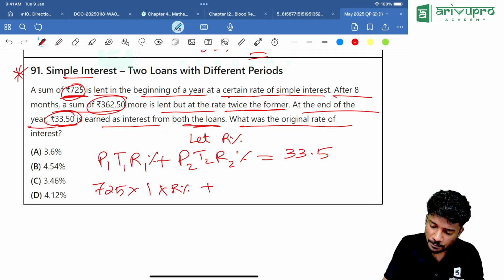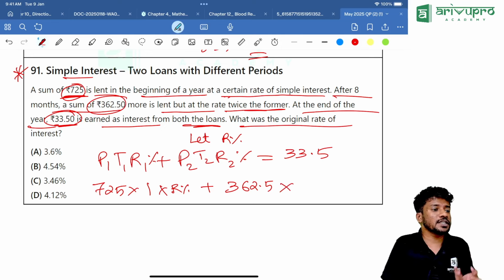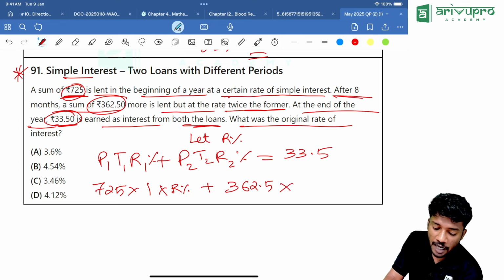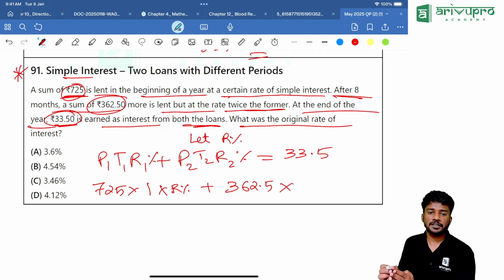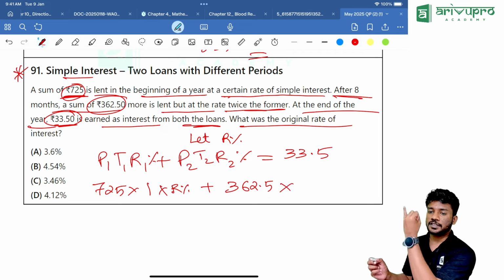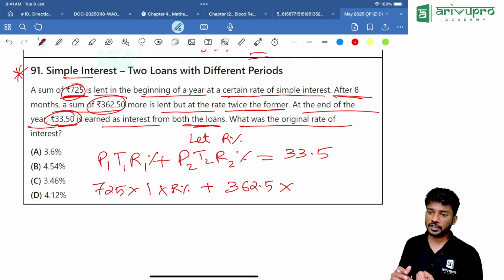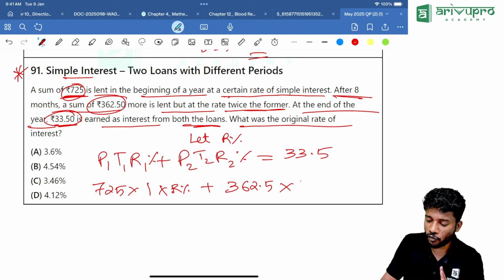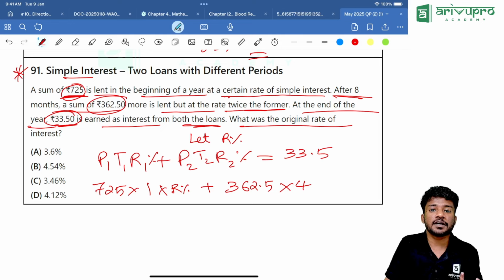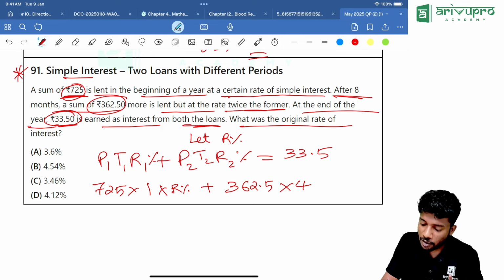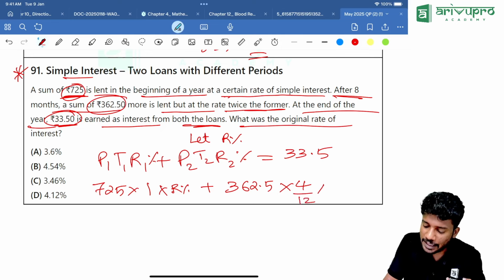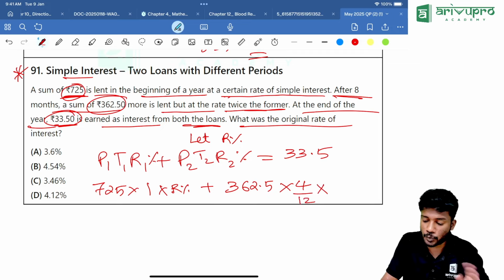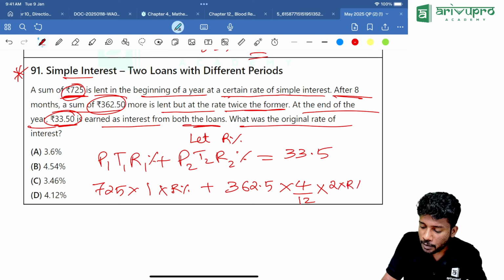P2 is 362.5 into T2 is how much? They are telling after 8 months only this is invested. So how many months is it invested? From the 8th month onwards, that means 4 months it is invested. That means 4 months can be written as how many years? 4 divided by 12 into 2 into R percentage, which is equal to how much?